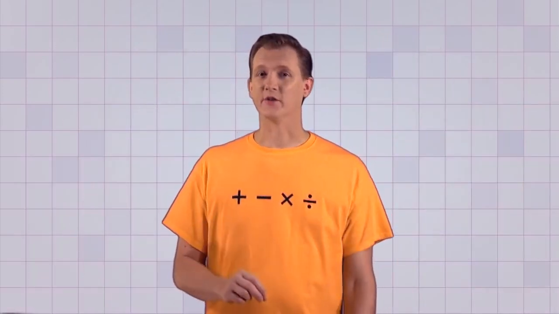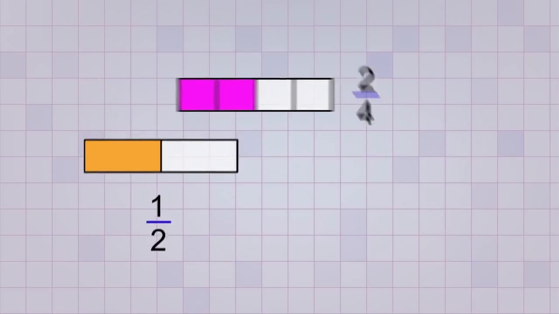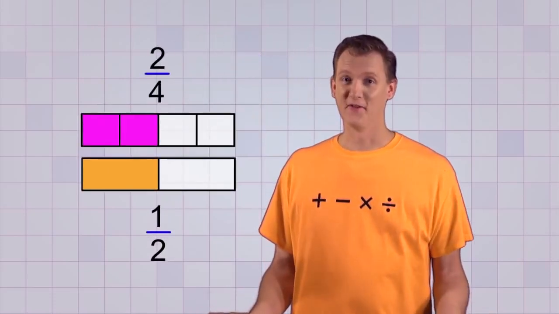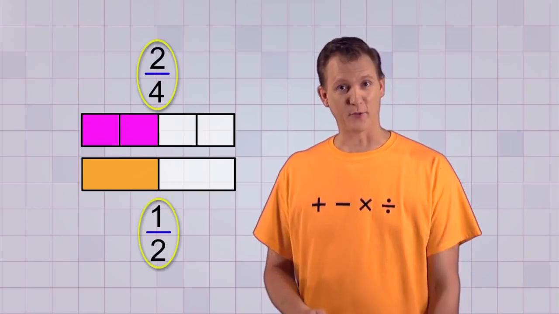All right, let's try one more example. Let's compare the fractions 1/2 and 2/4. Again, we start by drawing rectangles and dividing them up into parts. 2 on this one and 4 on this one. Next, we shade the parts of the rectangle according to our top numbers. 1 on this one and 2 on this one. Now, all we have to do is compare. Well, what do you know? The same amount of each rectangle is shaded. That means these two fractions are equal.